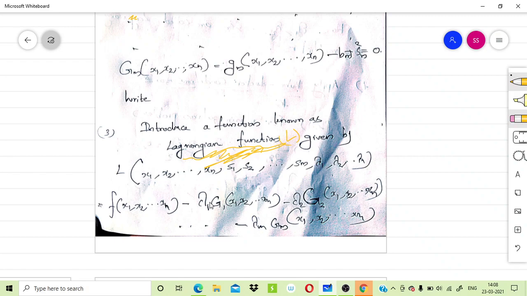So this is our Lagrangian function L. That is your objective function. You have to take that into consideration: objective function f of x1, x2, minus lambda 1 and all the converted constraints multiplied by lambda 1, lambda 2, lambda 3, etc., lambda m. You are adding all those, and you are subtracting from your objective function f of x1, x2, etc. So that is our Lagrangian function.